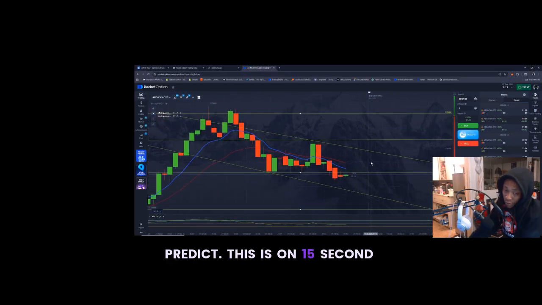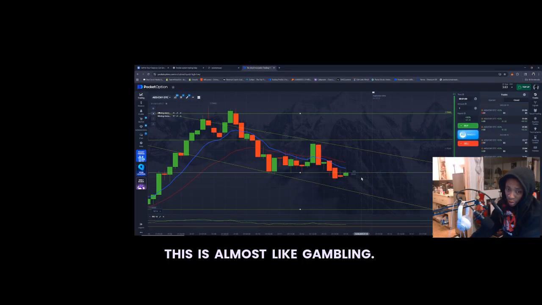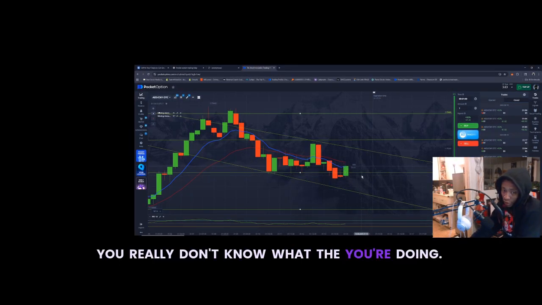This is on 15-second candles with a 1-minute timer. And this is specifically Pocket Option. This is not regular trading or regular options. This is almost like gambling. You really don't know what you're doing.